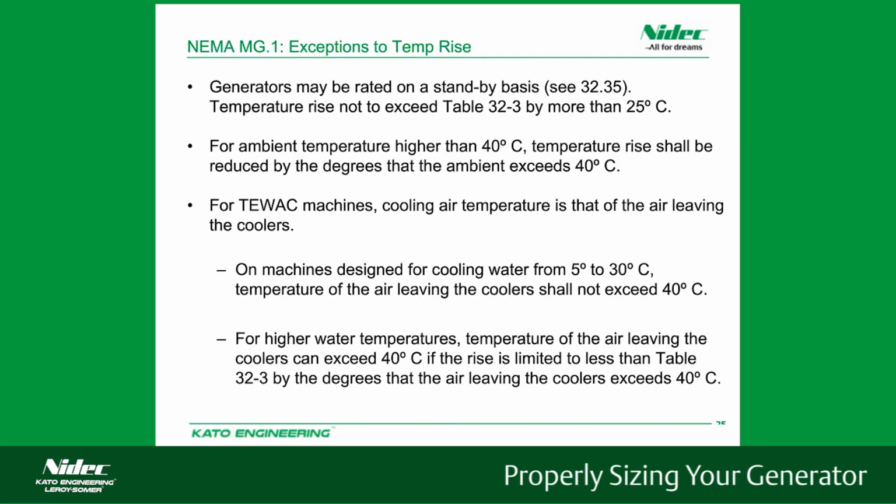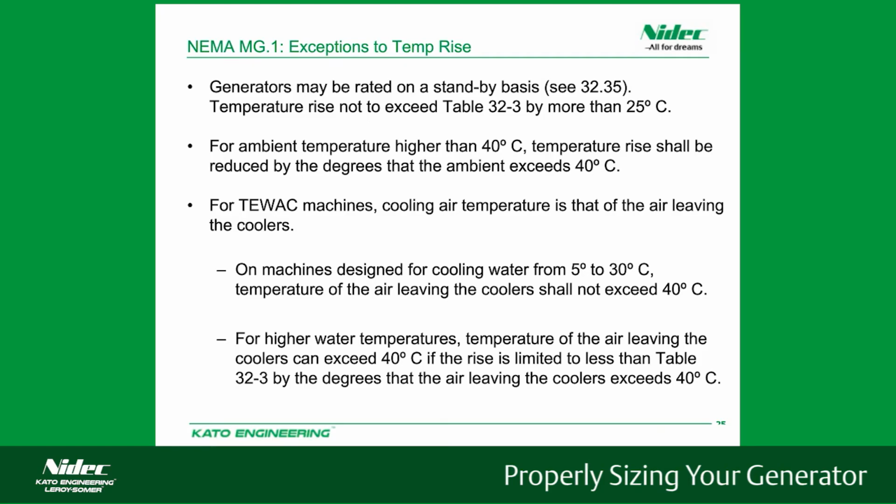So generators may be rated as standby, and in that case, the previous table can be exceeded by up to 25 degrees Celsius. For an ambient temperature higher than 40 degrees C, the temperature rise in order to maintain that same overall temperature will have to be reduced by the same amount that you exceed.